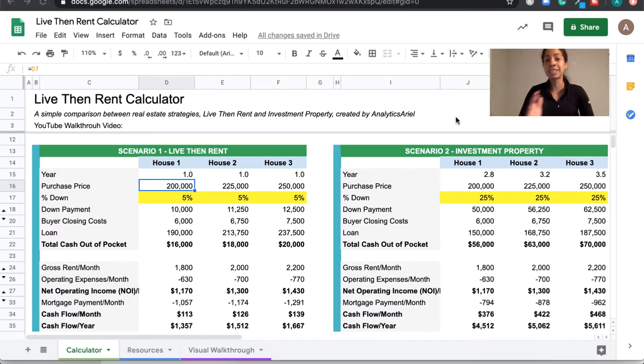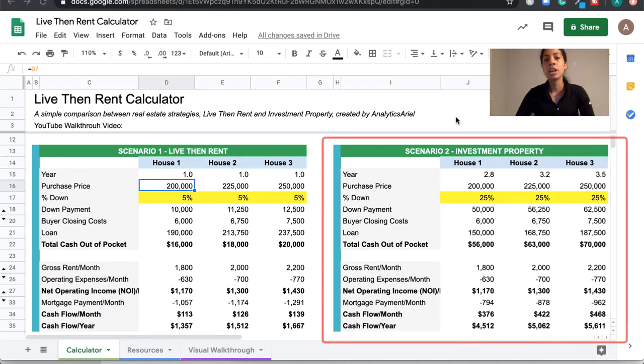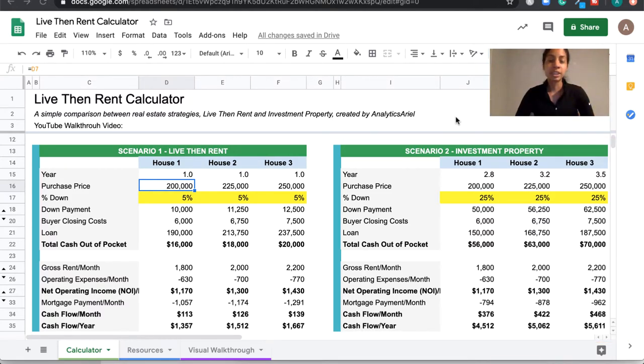And as we look at the second table on the right for the traditional investment property, we can see here that putting 25% down actually increases our total cash out of pocket by a lot. From the first home, we see it's $16,000, and then from scenario 2, that first home, it's $56,000. So a lot more we have to put down. However, we are going to get more cash flow because our mortgage is going to be lower. So there is a trade-off there.